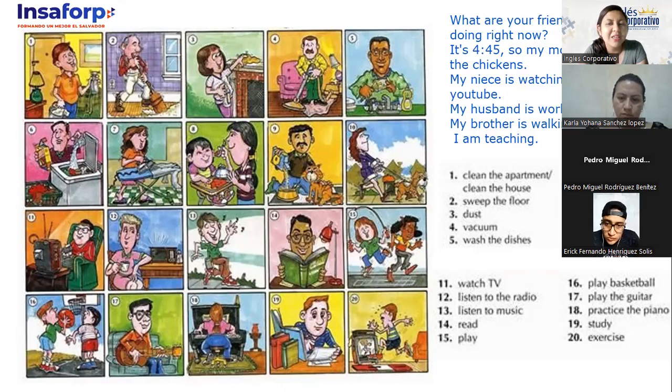And my brother is listening to the radio. And my children are playing soccer. Okay, también pueden cambiarla. You can change the time. Solo le ponen ahí it, la hora, y luego lo que están haciendo. Voy a enviarles unos ejercicios de la hora, el tiempo, telling the time, para que puedan practicar.